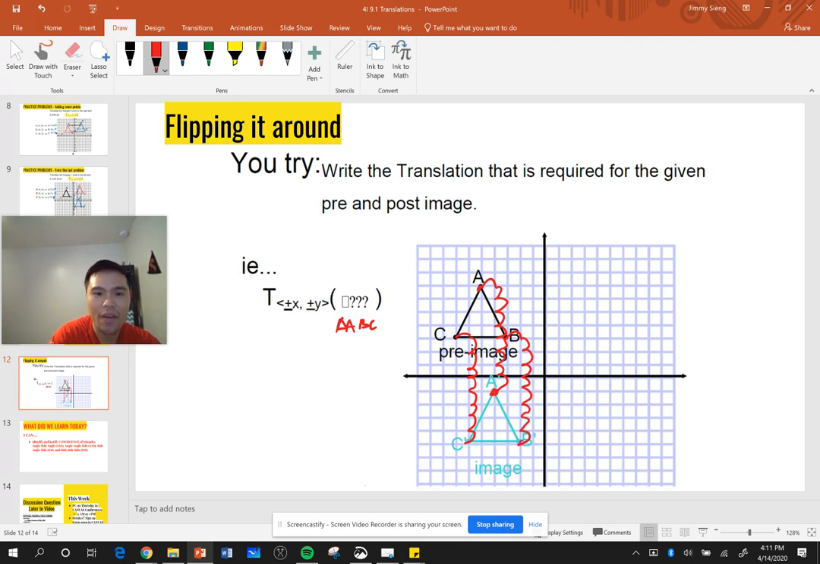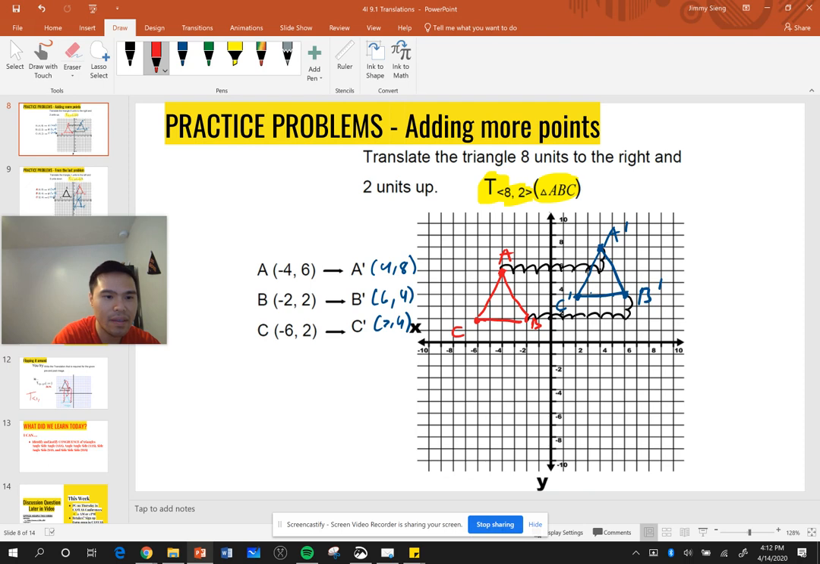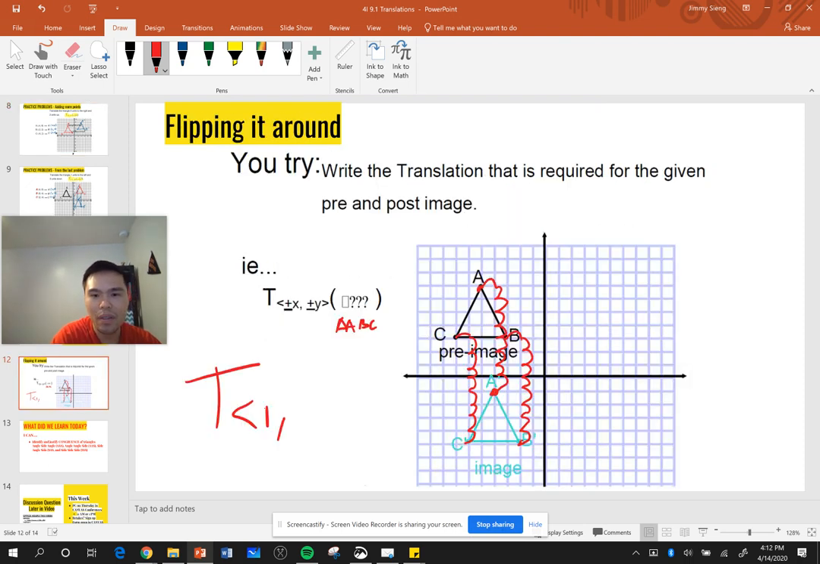Therefore, my translation, I'm going to be going over 1, so positive 1, comma, did I put positive on there? No, I didn't. That's fine. Positive 1, comma, minus 8. And that's affecting, we're translating triangle ABC. There you have it.